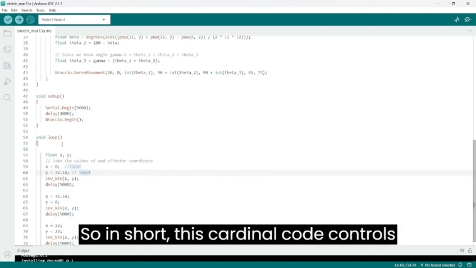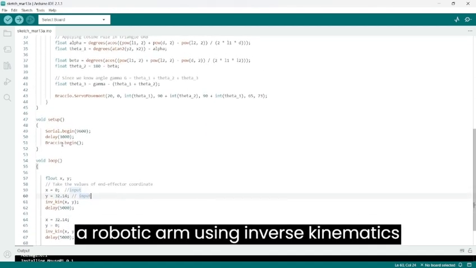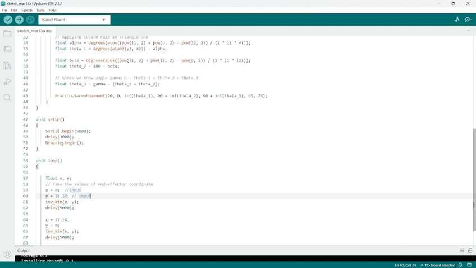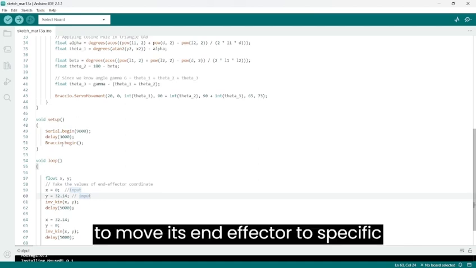So, in short, this Arduino code controls a robotic arm using inverse kinematics to move its end effector to specific positions.